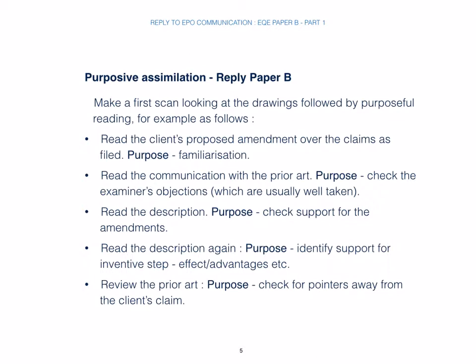Next, I suggest to read the description of the client's application. Here we have a dual purpose. The first purpose is to check for support for the amendments, and the second purpose, which could be done in a second pass reading, is to identify support for inventive step, effect, advantages, and so on. And lastly, review the prior art, and here the purpose would be to check for pointers away from the client's claim. Now let's make a scan through the papers, starting with the drawings.